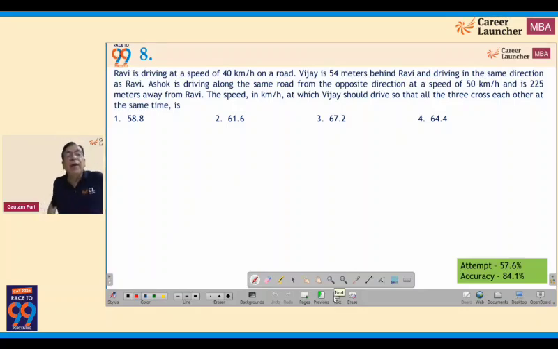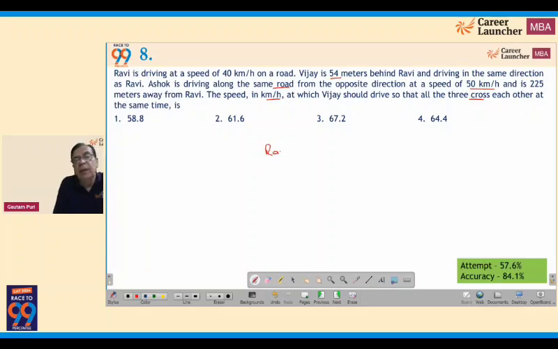Okay. Ravi is driving at the speed of 40 kilometers per hour on the road. Vijay is 54 meters behind Ravi, and driving in the same direction as Ravi. Ashok is driving on the same road from the opposite direction at the speed of 50 kilometers per hour and is 225 meters away from Ravi. The speed in kilometers per hour at which Vijay should drive, so that the 3 cross each other at the same time. So what do we have?